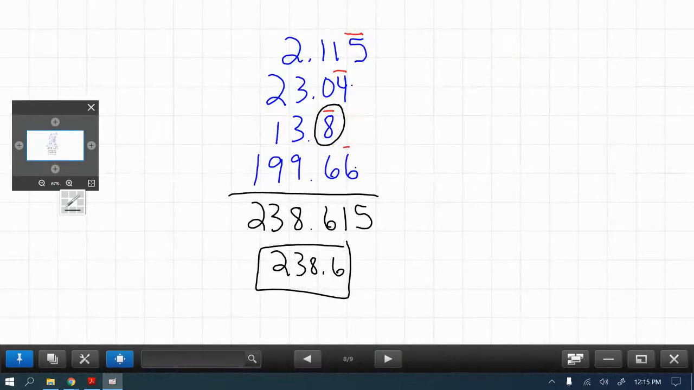Again, 2.115, the 5 is the rightmost. 23.04, the 4 is the rightmost in that number. 13.8, 8 is the rightmost. 199.66, 6 is the rightmost. Out of those that I've got the bars over, which one is leftmost? It's 13.8. So our significant figures, when we add them, should only be to 1 decimal place. That uses decimal places, so it's nice to line them all up. So this would just round down to 38.6.